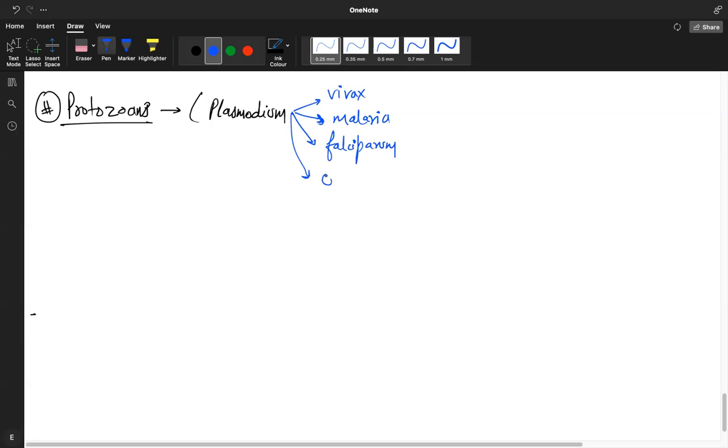And 4th is Plasmodium ovale, which is not that common in Indian subcontinent. Vivax causes the most severe kind of malaria, and it's also very, very prominent in Africa, along with ovale and malaria, and falciparum is very common in India. So these 4 Plasmodium species are there which causes malaria. So write down the disease that they cause. It's called malaria disease.